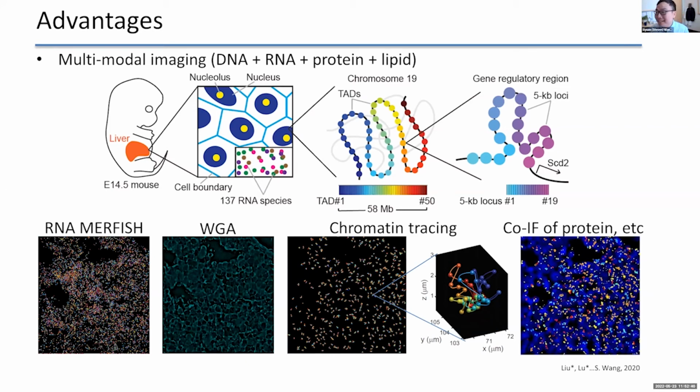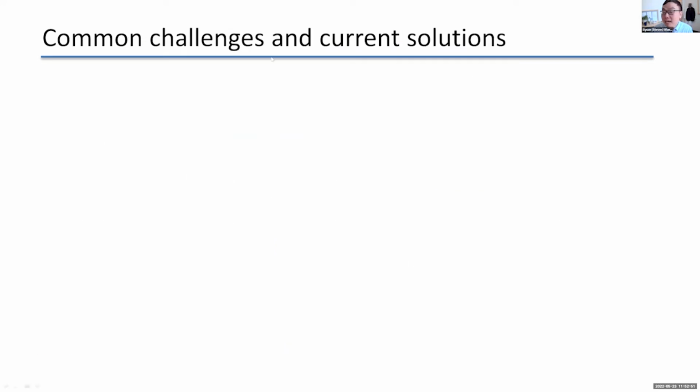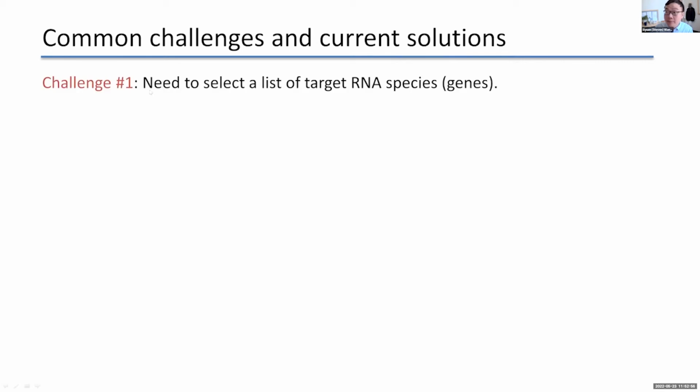And then later, in another section, you want to write about the potential pitfalls of this proposal and alternative strategies. In other words, what are some of the common challenges for multiplex FISH, and what are the current solutions? So challenge number 1, I think, is a sharp contrast between the image-based spatial transcriptomics versus the sequencing-based techniques. In multiplex FISH, we need to select a list of target RNA species, right? So it's hundreds to thousands of targets, but it's not the 20,000-gene unbiased whole transcriptome, right? You still need to pick a list of target RNA species or target genes.